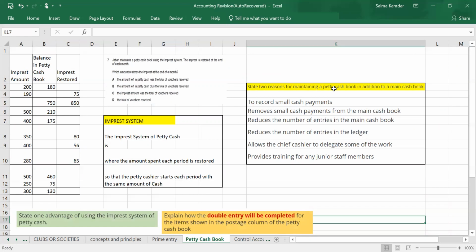What is an imprest system? An imprest amount is when every month a certain amount is given to the petty cashier that is supposed to be spent, and by the end of the month, the amount that is left, you add the remaining so that it goes back to the imprest amount.